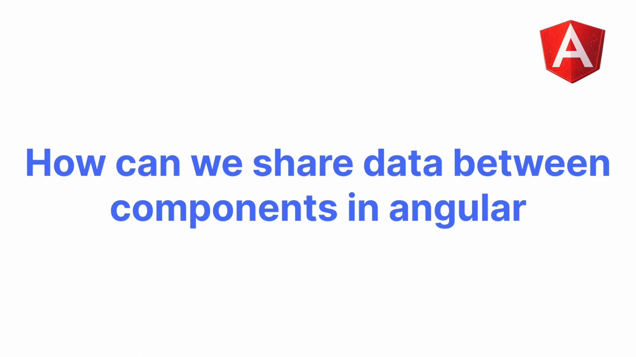If we want to send data from parent to child component, we can use the Input property decorator. If I want to send data from child to parent component, then I can use Output event emitter, by which I can emit an event from a child to parent component. And also we have ViewChild and ViewChildren, by which we can get access to the child and children from a parent component.